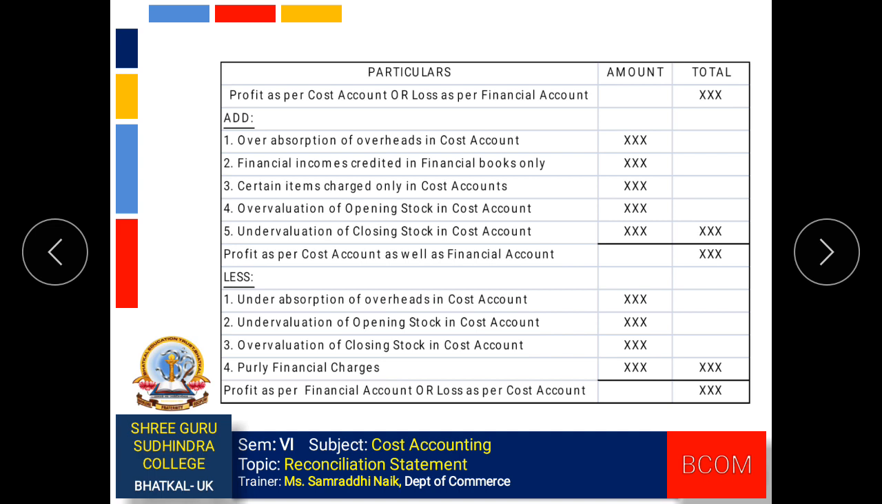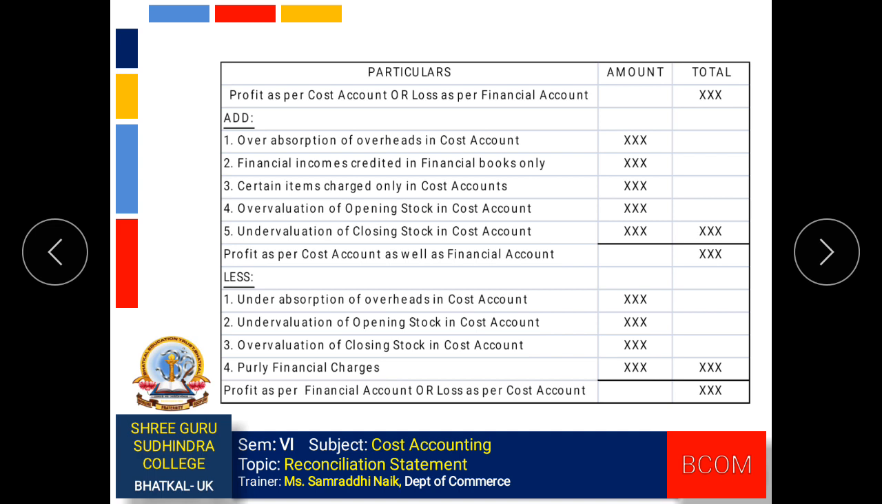Third one, certain items or expenses charged only in cost account. Some expenses are shown only in cost account and not in financial account. At that time, due to more expenses, profit decreases. To overcome this, we add certain items charged only in cost account.